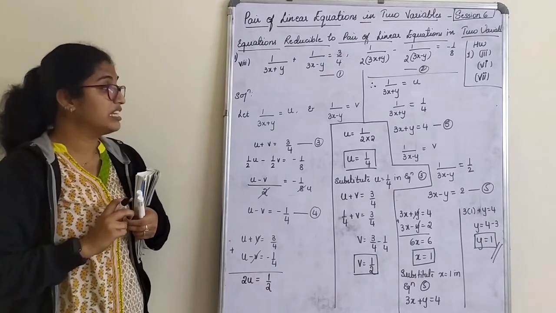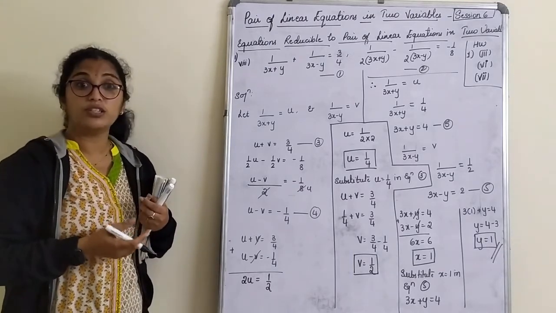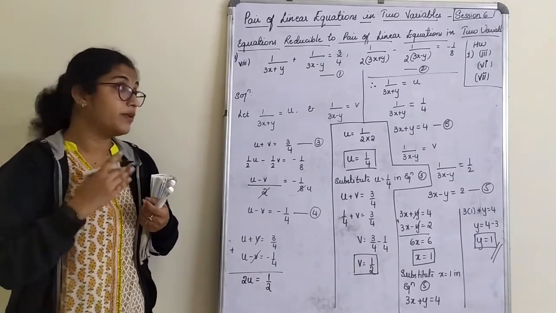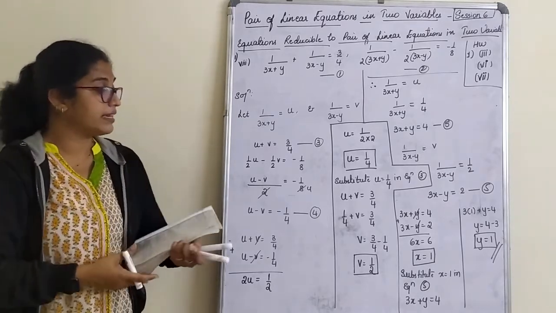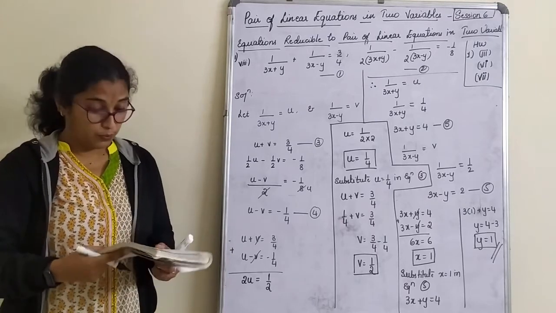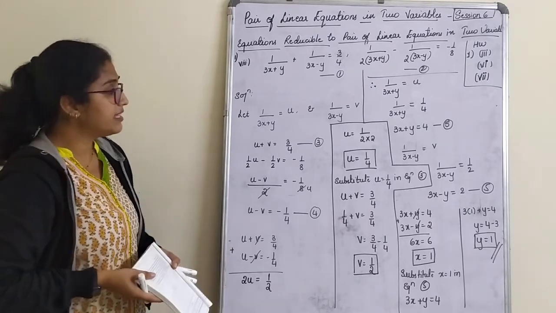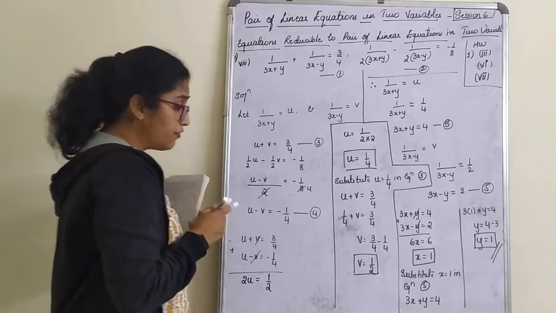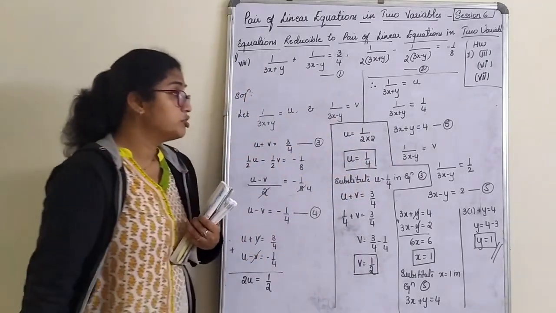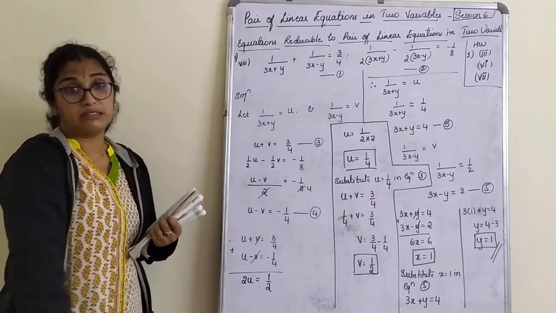So in this question, you got a pair of linear equations. After putting the u and v values, you again got a pair of linear equations, which you solve again to get the x and y values. Some are quite lengthy and some are quite similar. So this is how you reduce it to a pair of linear equation form. This has to go one below the other neatly.